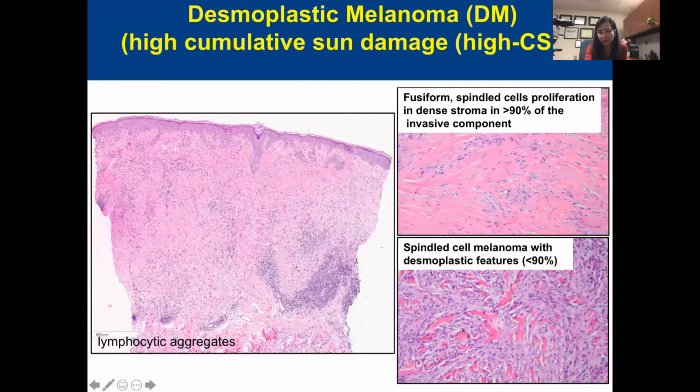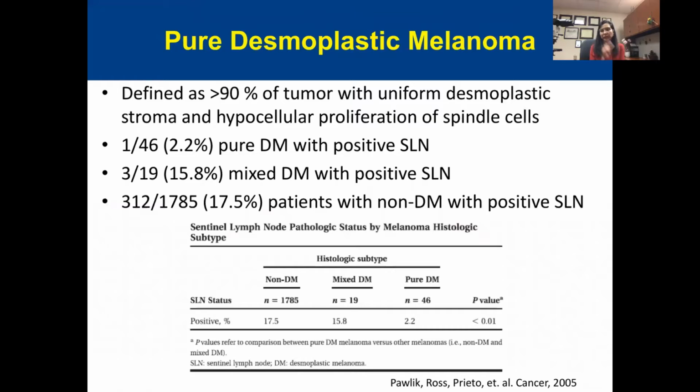The other one, as you see here, is still spindle cell, but it is not hypocellular, right? The majority of the tumor cells are very hypercellular, even though spindle, and we don't have a dense stroma background as you see here. Those lesions we call spindle cell melanoma with desmoplastic features, and the other terminology is mixed desmoplastic melanoma, not the pure. The distinction is important. Let me repeat: pure desmoplastic melanoma means more than 90% of the tumor has uniform desmoplastic stroma and hypocellular proliferation of spindle cells. If you have less than 90% of those cells, it will be called mixed desmoplastic type or spindle cell melanoma with desmoplastic features.